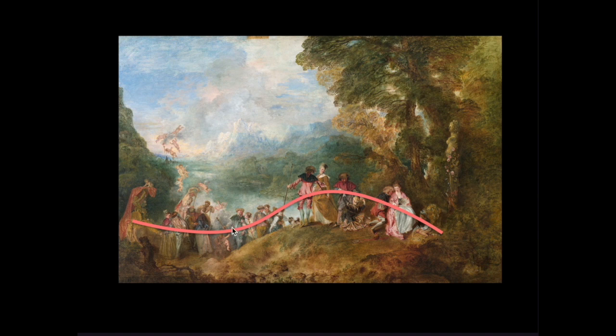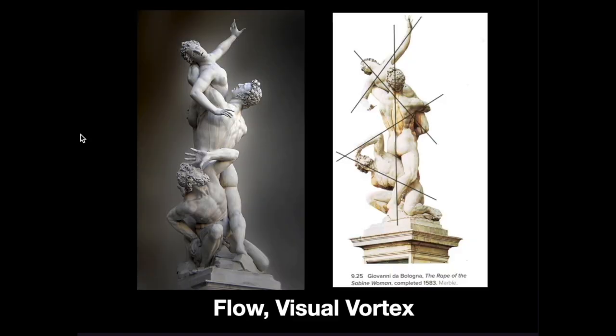So the implied line follows the people. People are a lot of times the most interesting thing in the picture and can use them to create an implied line. Here's flow or visual vortex, similar to this piece. This one here has the hands, the arms, the limbs moving us up in a visual vortex. This is by Bologna. It's called The Rape of the Sabine Women, made in 1583. It's a sculpture, depicting a Roman mythological event, and it's in Florence.